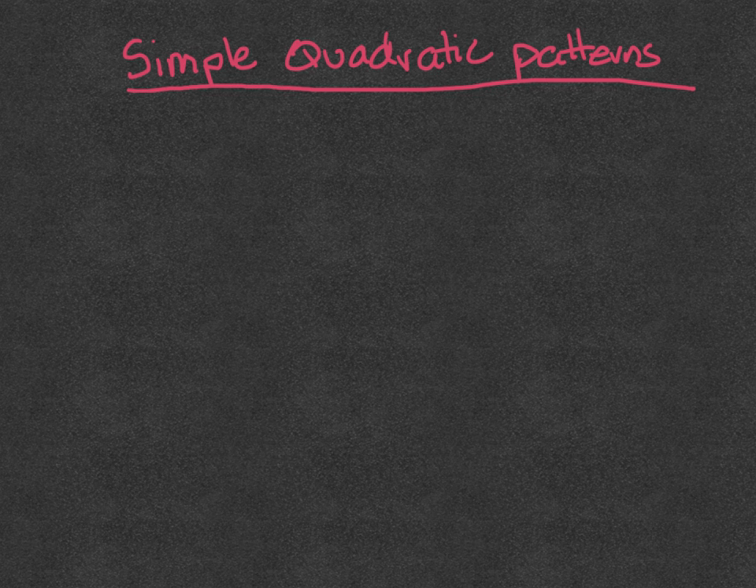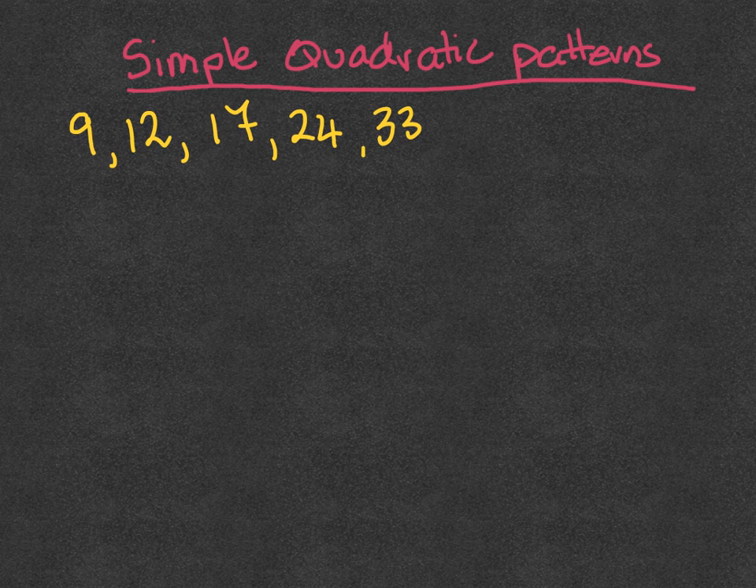Okay, in this video, we're going to look at some simple quadratic patterns. And what I'd like us to do first of all in this simple quadratic pattern is consider the following sequence. So 9, 12, 17, 24, and 33. And what I want to know is what is the 15th term in this sequence?